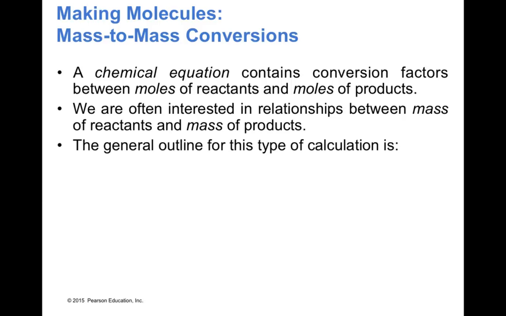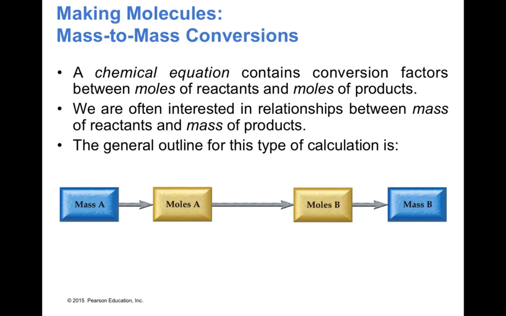So basically the general outline for this type of calculation, if we want to go from mass of A to mass of B, you need to go through this map. First, you need to change the mass of A to the moles of A. Then we change moles of A to moles of B, the second compound. It could be a product or also it could be a reactant. So we can start here with that reactant, and A could be a reactant and B could be a product. Or also A could be a reactant and B could be a reactant. Or A could be a product and B could be a reactant.